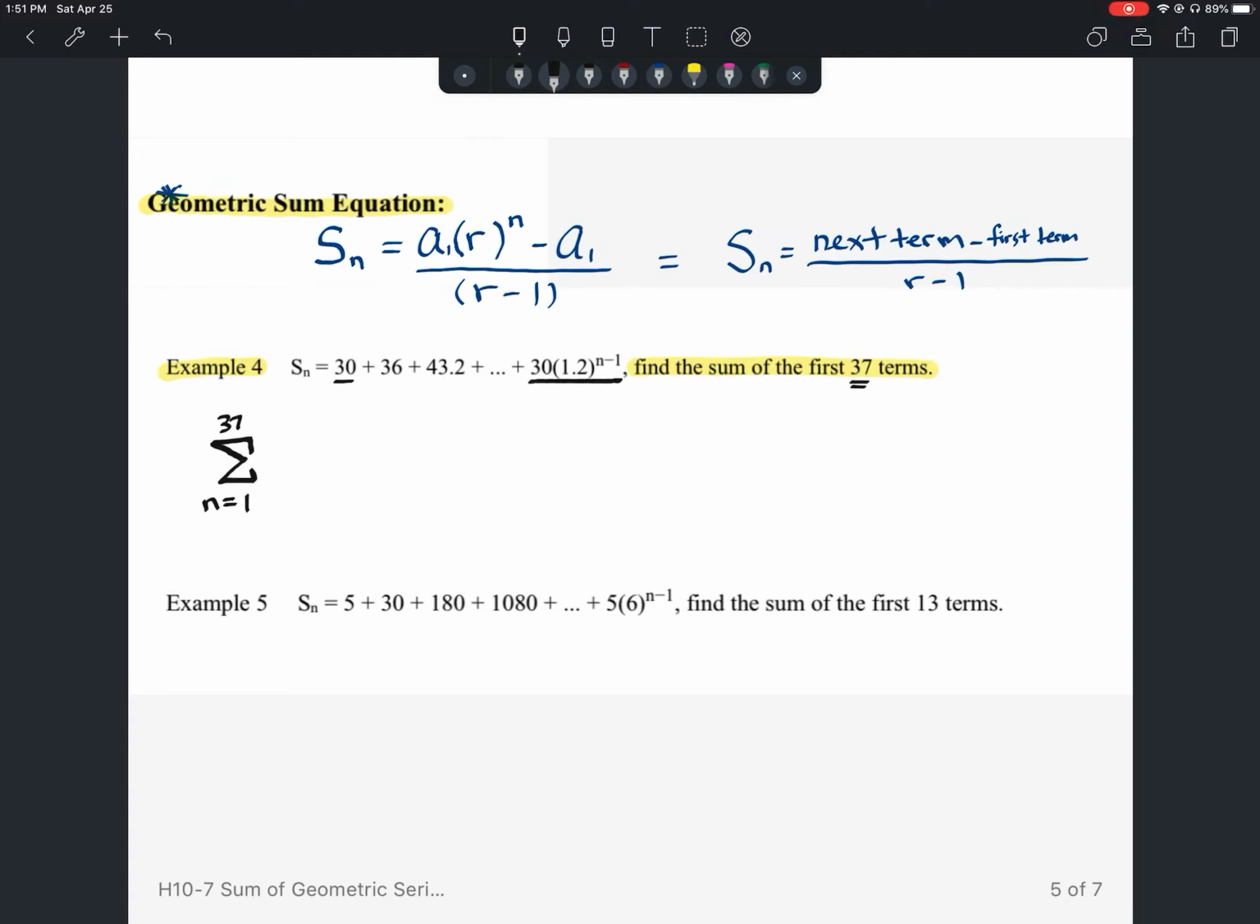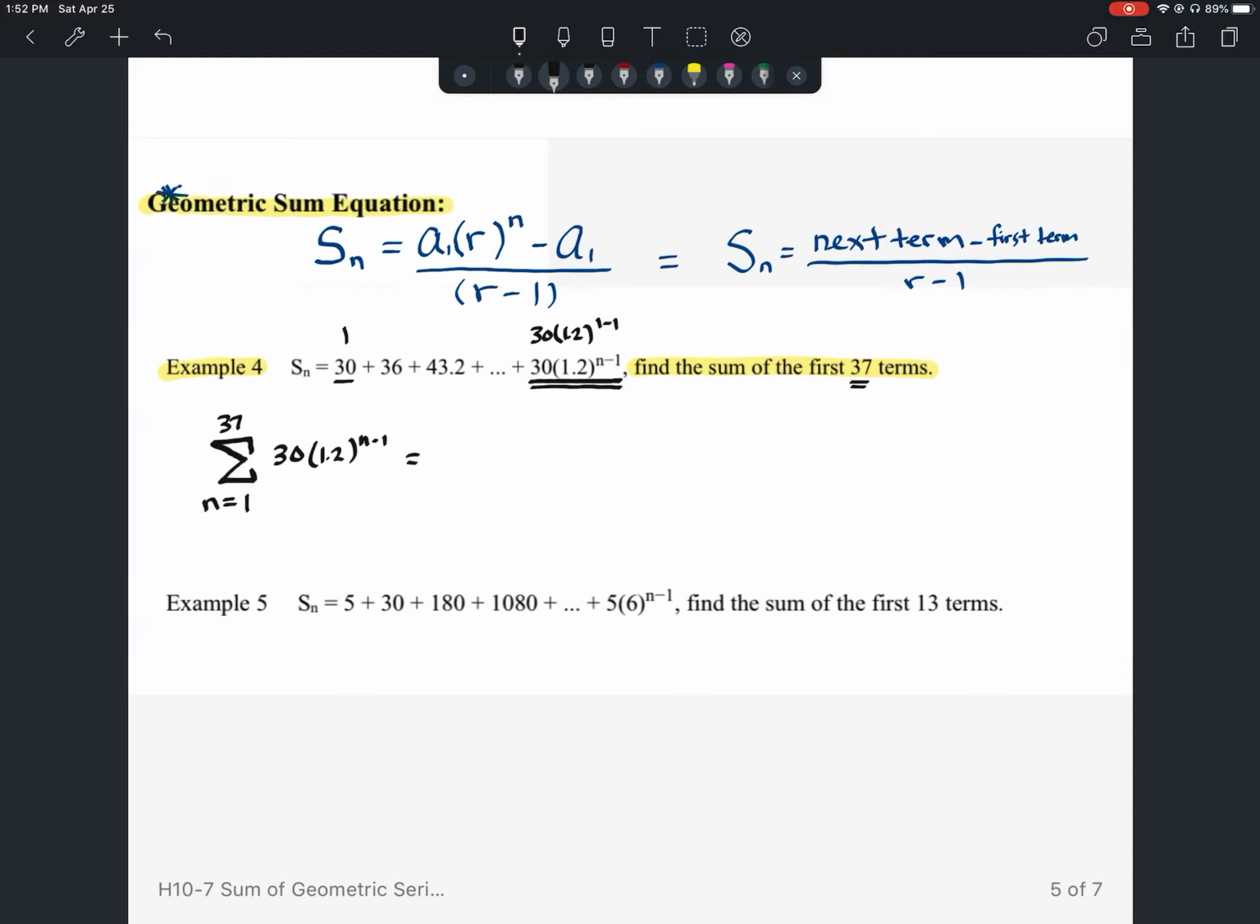And we can check it by taking 1, because this is the first term, and plugging it in here, making sure that we get 30 out. So we'd say 30 times 1.2 to the power of 1 minus 1, which is 0. 1.2 to the power of 0 is 1, times 30 is 30. So I know that this rule matches the series that we've got: 30 times 1.2 raised to the power of n minus 1. Okay, so we're trying to find the sum of that series. You've got to be able to do that, and that's why we're practicing it.